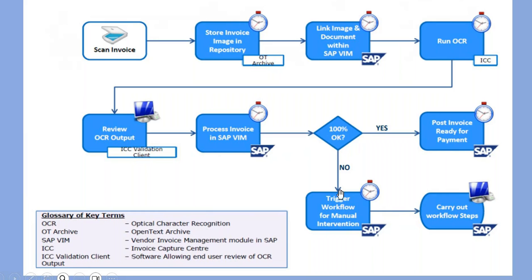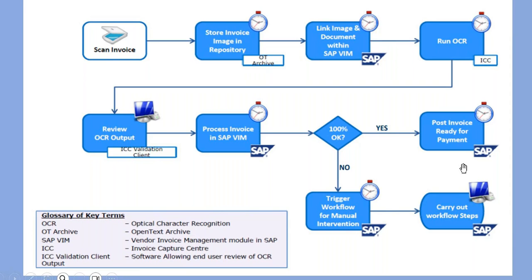So if any other manual intervention is required, it will stop posting, and once everything is okay again, it will be posted in VIM. As I told, after clearing all the exceptions, once they click on post by applying the rules, the system in the background is calling MIRO or FB60 t-codes and posting it in the background.